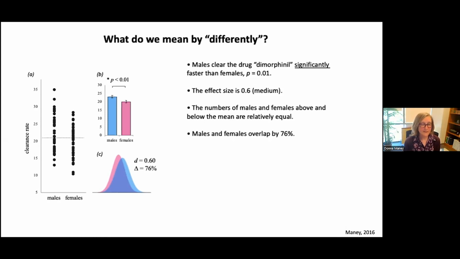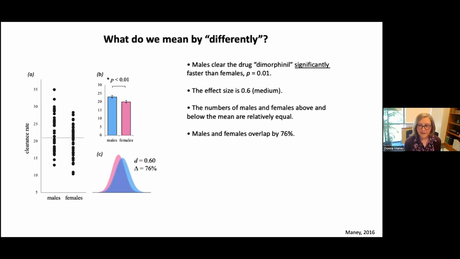We can see that despite all of these numbers, there's about the same number of men and women above and below the mean, which is shown here by the dotted line. So we have 22 men and 18 women above the mean, and 22 women and 18 men below the mean. The vast majority fall into the same range, and the sexes overlap by 76% based on Weissman's delta, which is a measure of the extent of overlap. So this is what we mean when we say men and women metabolize the drug differently. And to speak to the title of my talk, this is what we mean by a sex difference.